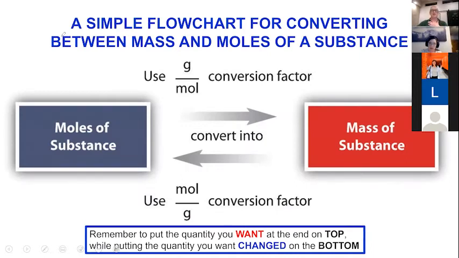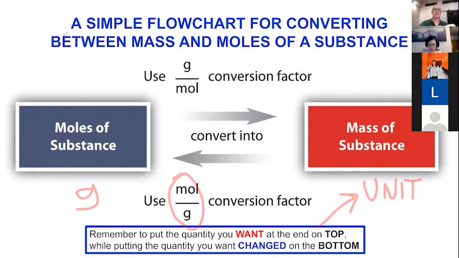So this just makes the point again. Whatever you need to convert, always put the quantity you want on the top. We've done that plenty of times, right? Whatever you want to have on the top, that's the unit that you want. And on the bottom, whatever it is, that's the one you want to get rid of. So if you want to get rid of grams, you use moles over grams. And if you want to get rid of moles, you do the same thing, but upside down.